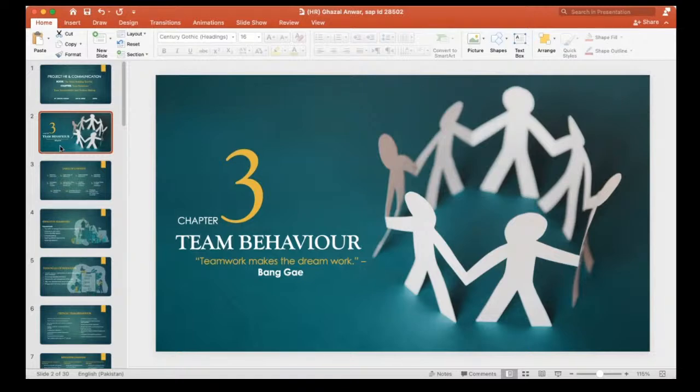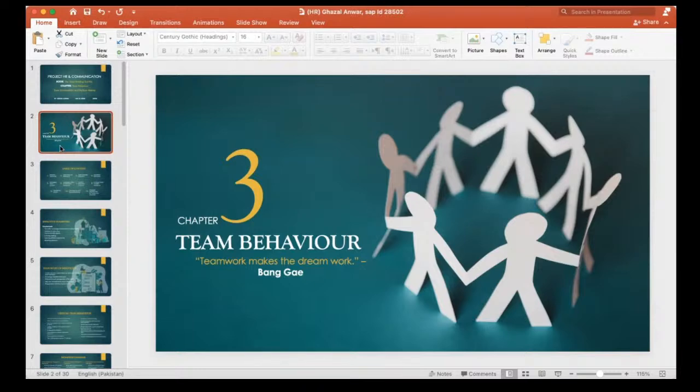When you work in a team, you may face different behaviors, different attitudes. There are 5 pyramids of behavior on which a team builds. These are trust, conflict, commitment, accountability, and results, on which trust is the foundation.